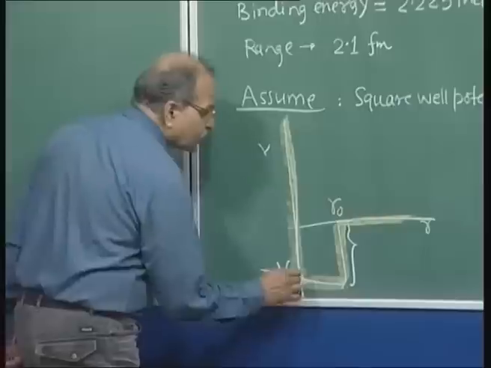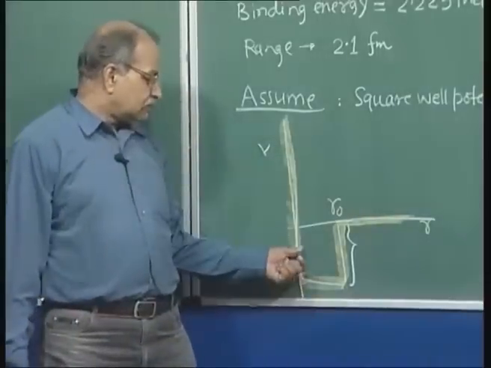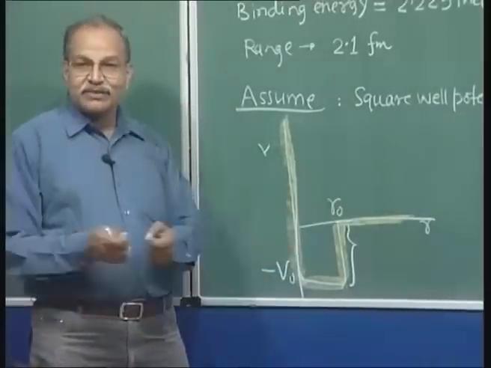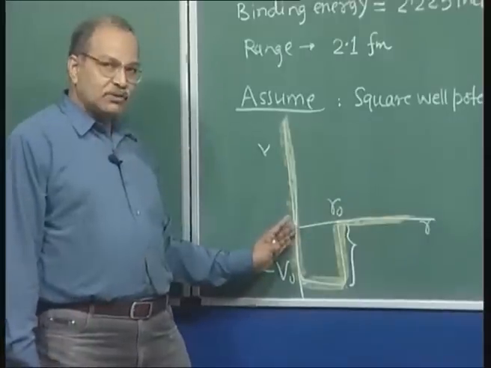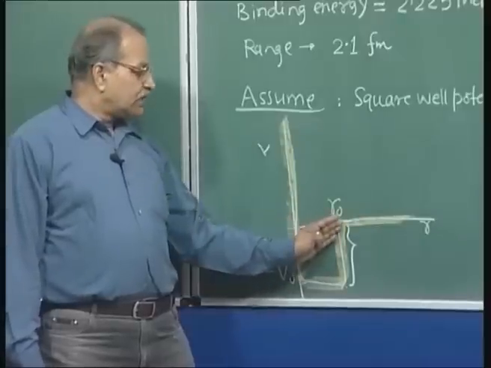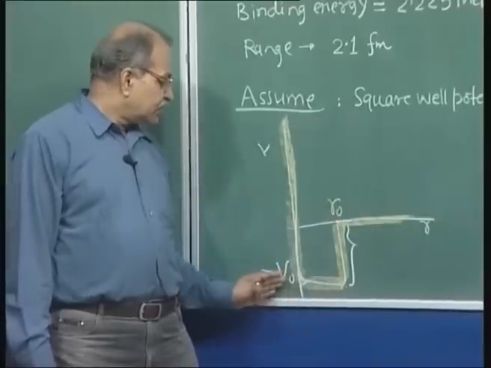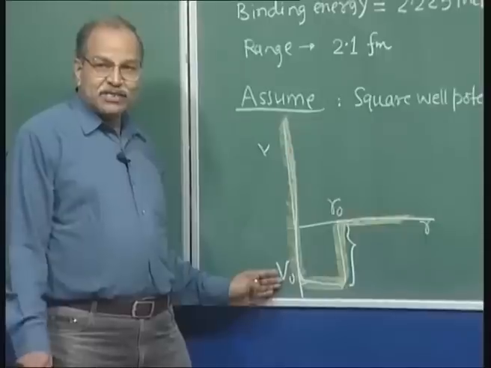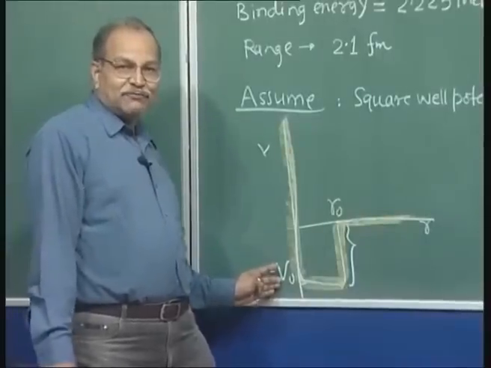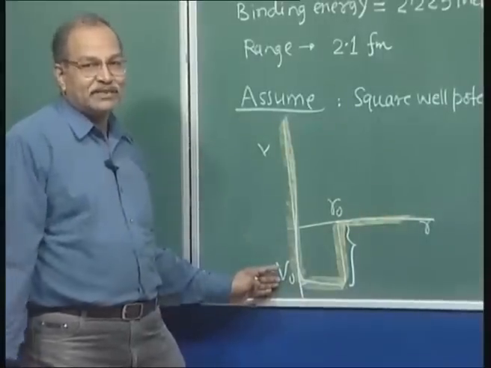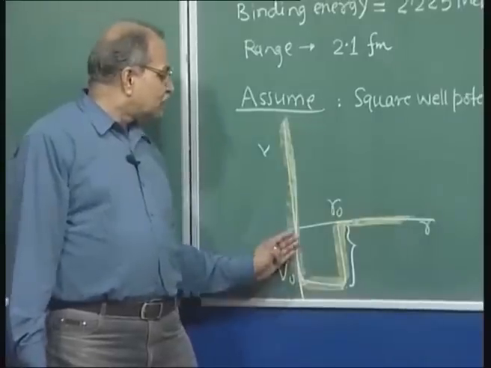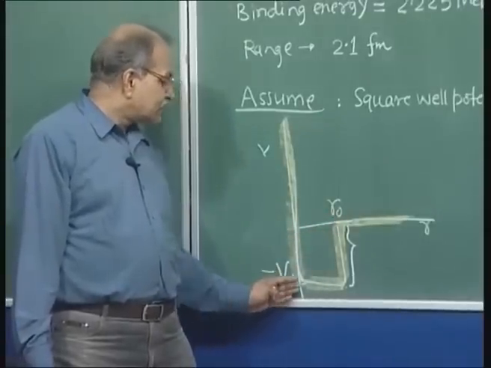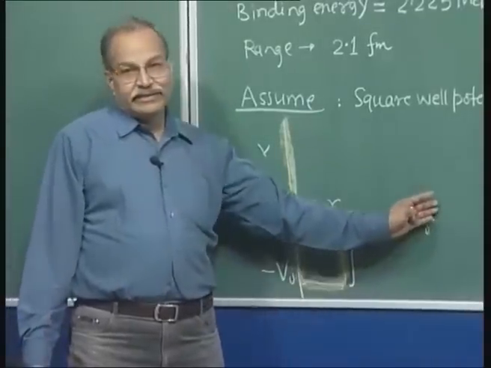So, r less than 0, no question, the separation between the two nucleons cannot be negative. It starts from r equal to 0 and goes up to r equal to r naught. When we say potential, it is potential energy. Quantum physicists always call it potential, but it is measured in energy units. So, from here to here the potential is minus V naught, and then here it is 0.